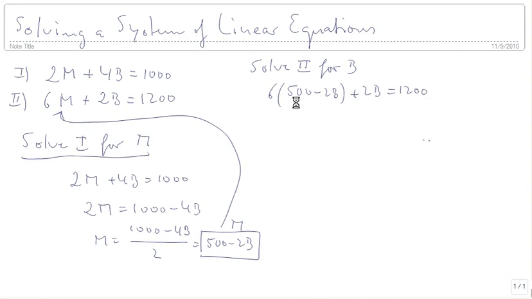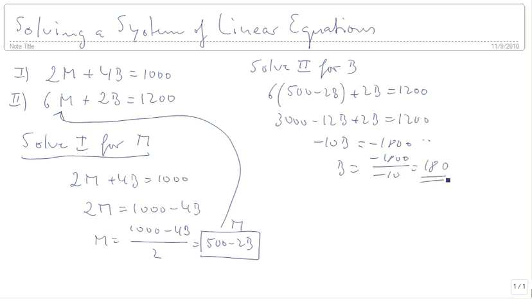And if I do it out, I get the following equation. Solving it, minus 12b plus 2b is minus 10b. And bring it over, 3000 with negative on the other side, leaves it with minus 1800. And that makes b equal to minus 1800 divided by minus 10. And that gives me, of course, 180. So my solution for b is 180.